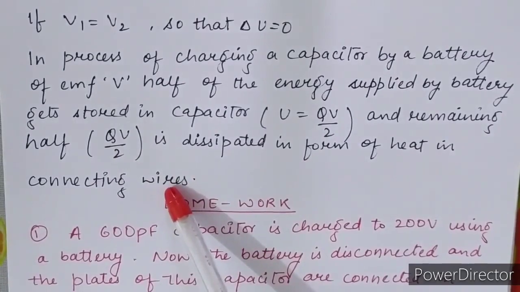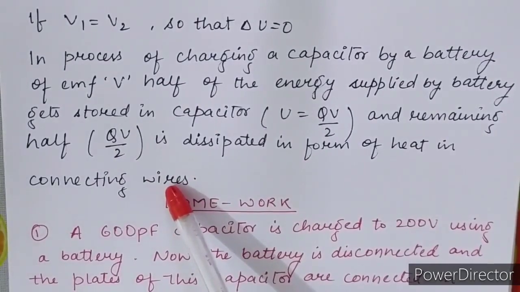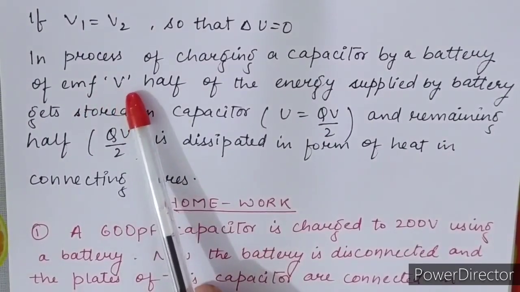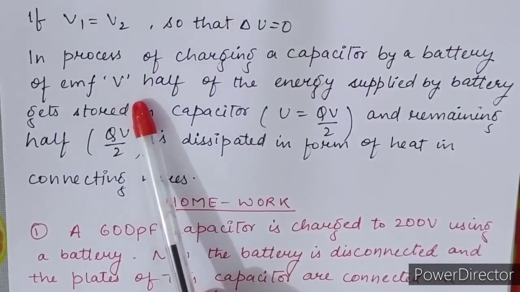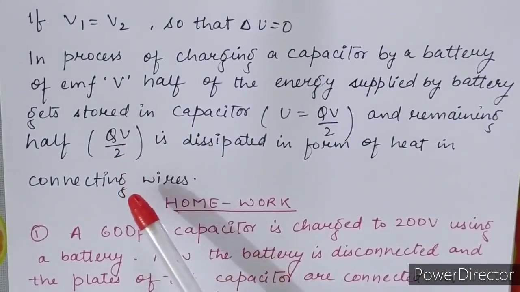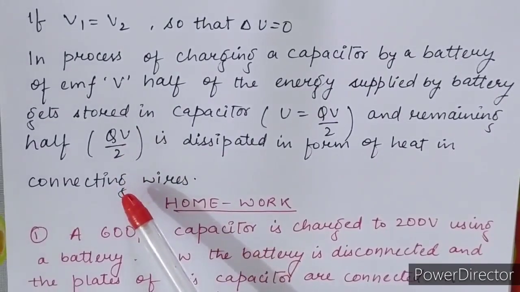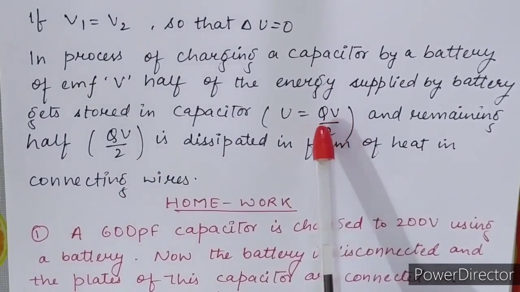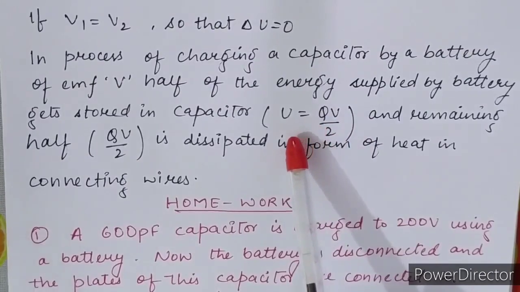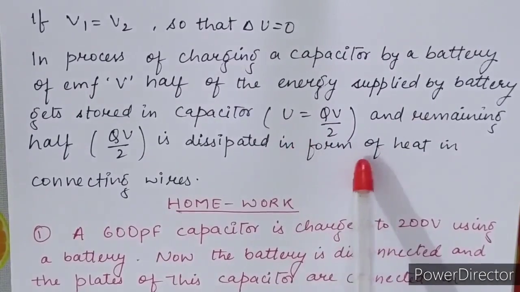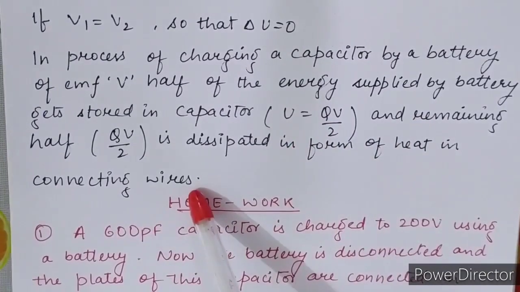Means as we charge the capacitor by a battery of electromotive force, EMF of V potential, the entire energy of the battery will not be supplied to the capacitor. Only half of the energy is supplied to the capacitor, it is half QV. And where does this half energy go? This energy loss is in the form of heat in the connecting wires.